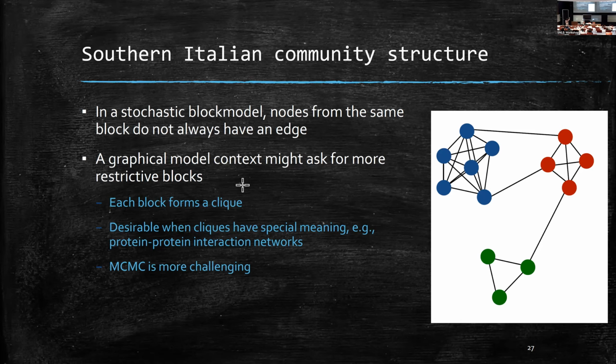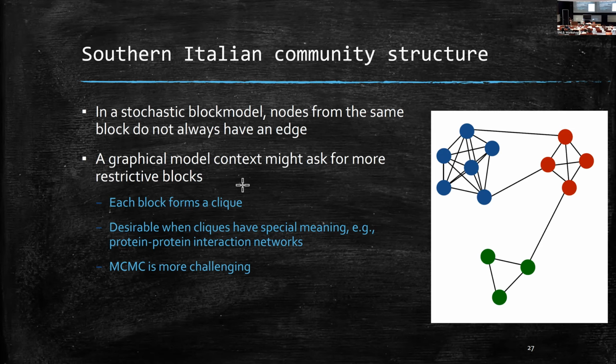Basically, in a Southern Italian community structure, nodes belonging to the same community will always have an edge between them, okay? So we force an edge between every pair of nodes within the same community. And so each block is a clique. And I found out by working on this that this is actually the way stochastic block models were originally proposed. And this type of structure is desirable in applications where cliques have a meaning, for example, in protein-protein interaction networks.